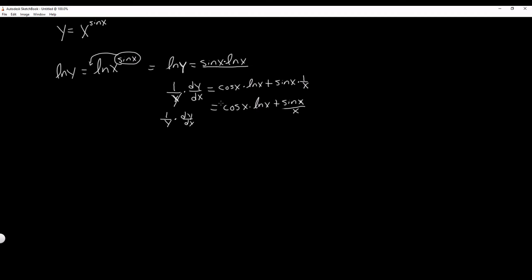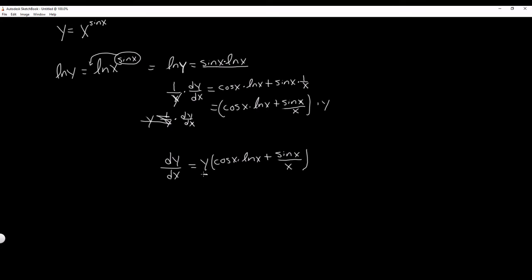Okay. So from here, we can multiply both sides by y because we're trying to solve for dy dx. So if we multiply this side by y, these cancel, and then we multiply all this by y. This will equal dy dx is equal to y times the cosine of x times the natural logarithm of x plus sine of x divided by x.